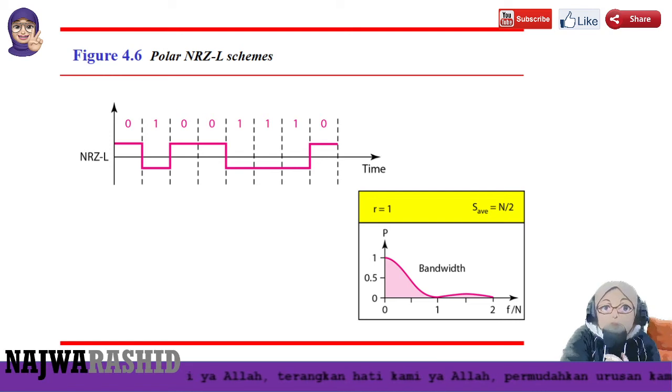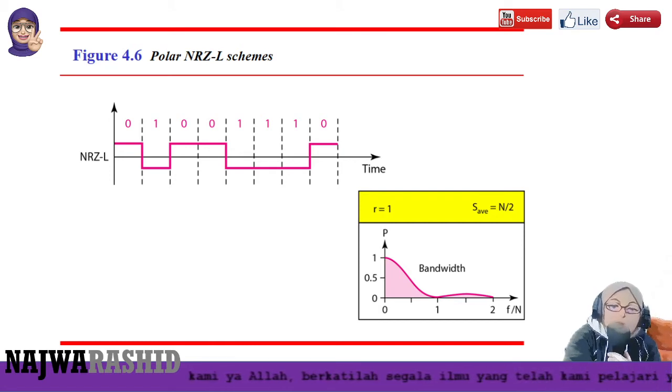Okay, the next one we have is the NRZ-L scheme. Under the non-return to zero scheme, L is for level: 0 is positive, 1 is negative. So let's say you have a bit stream of data 0 1 0 0 1 1 1 0. You should know how to draw this signal. If the data is 0, you put it on the positive side. If the data is 1, you put it on the negative side.